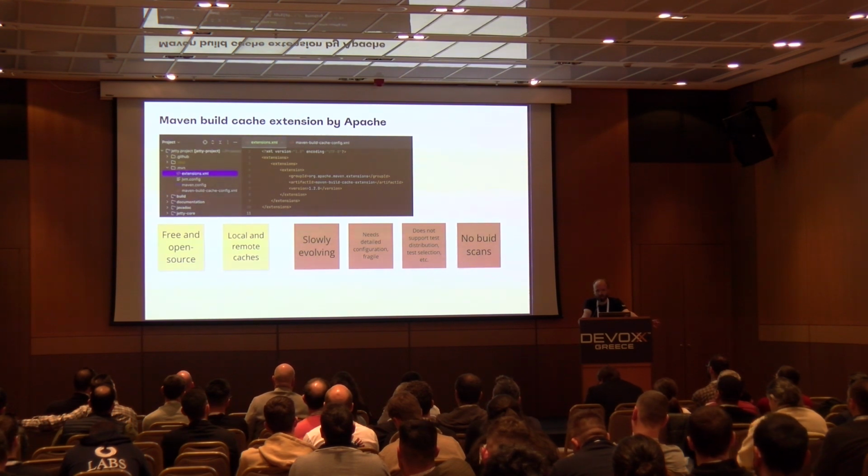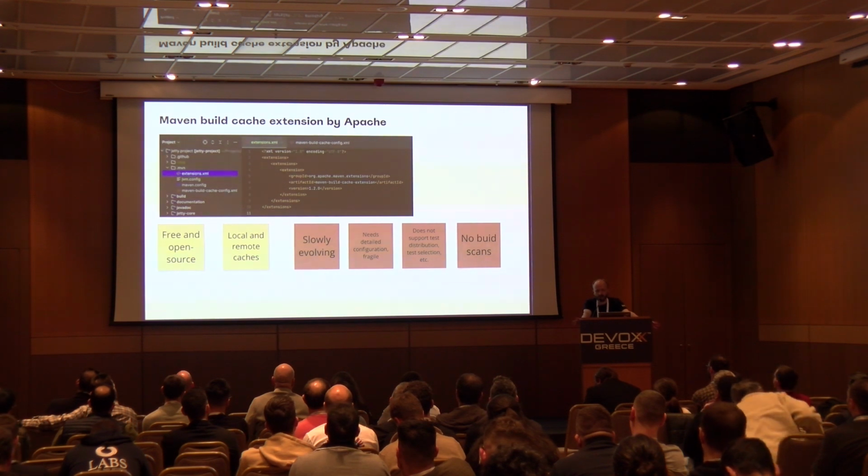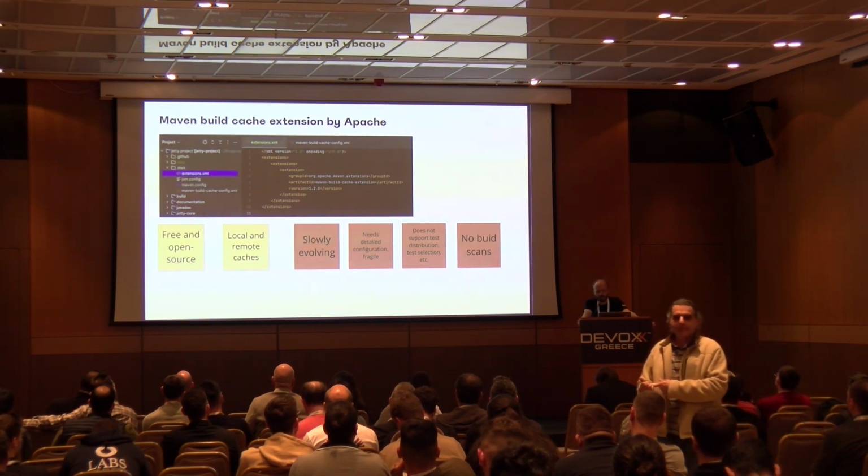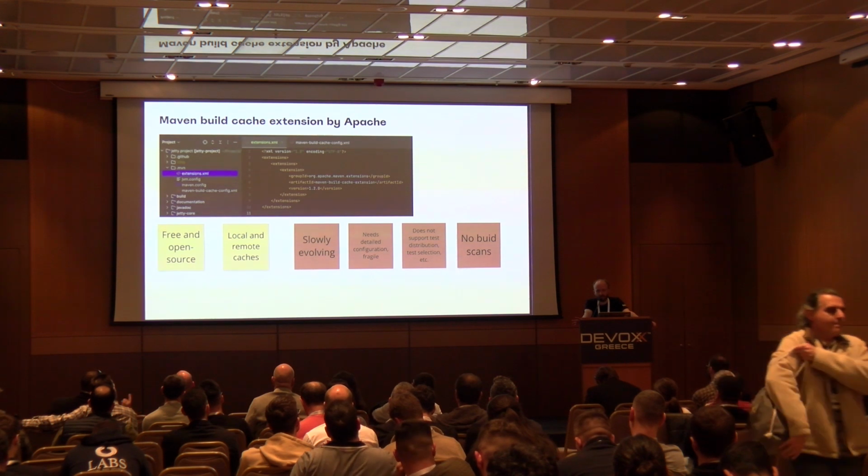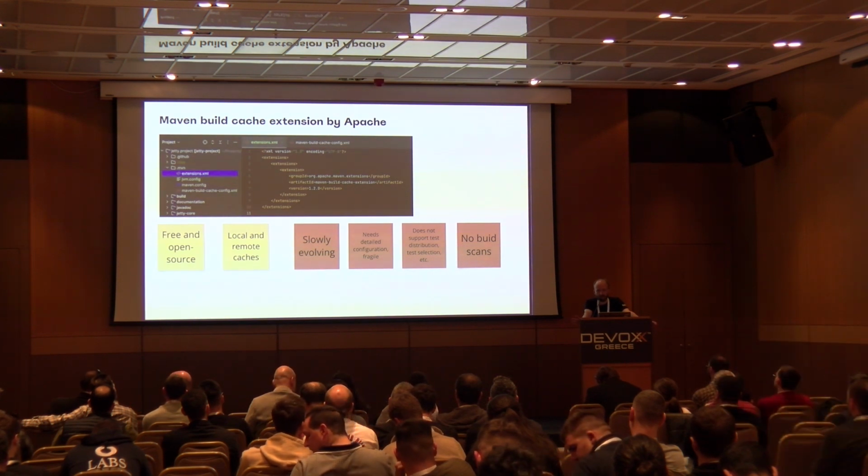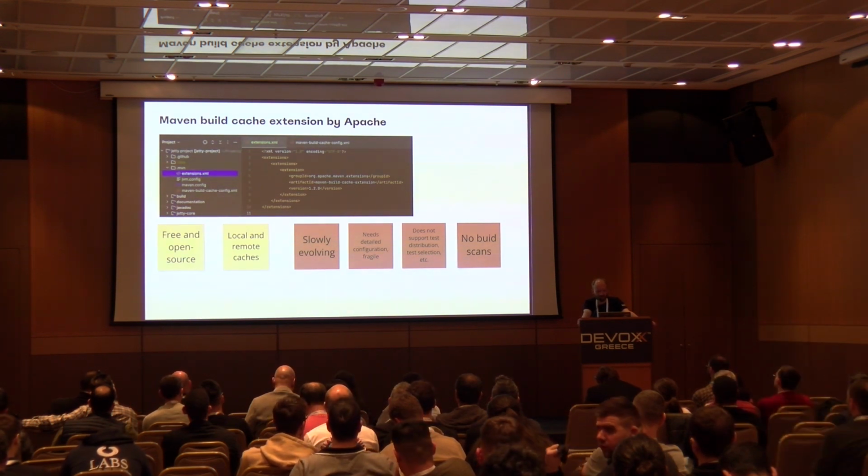So there are 2 types of caches. It can be local or remote. Local caches are saved in the local file system. Remote caches are usually used in CI/CD via, like, HTTP remote services.